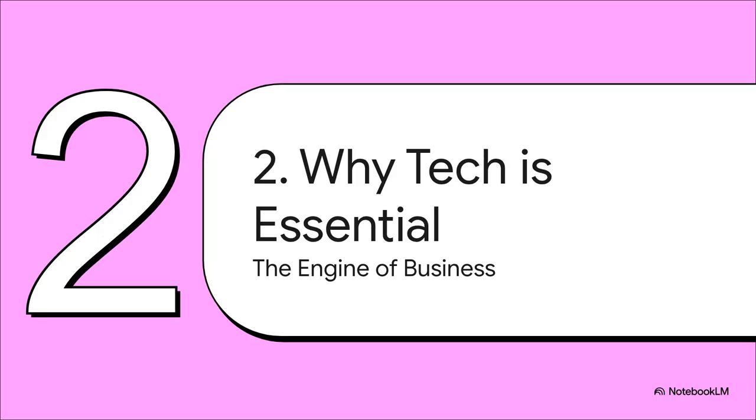All right, so we've got our three key ideas down. But there's a common thread, right? A powerful engine that runs through all of them. And that is information technology, or IT. So in this next section, let's really dig into why tech isn't just another tool anymore. It's the absolute central nervous system of any modern business.